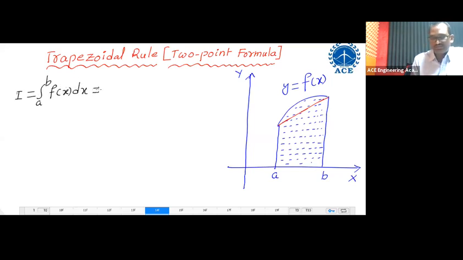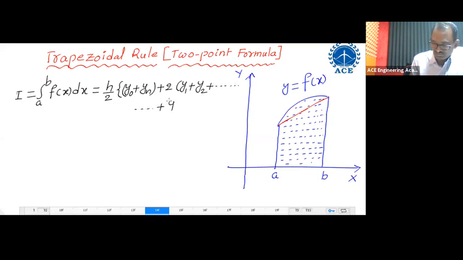So I'm not deriving the formula directly. I give you the formula: h naught, y naught plus yn, plus 2 into y1 plus y2 plus so on, up to yn minus 1. You should not get confused.